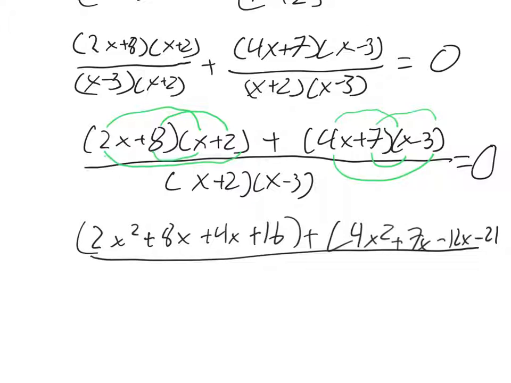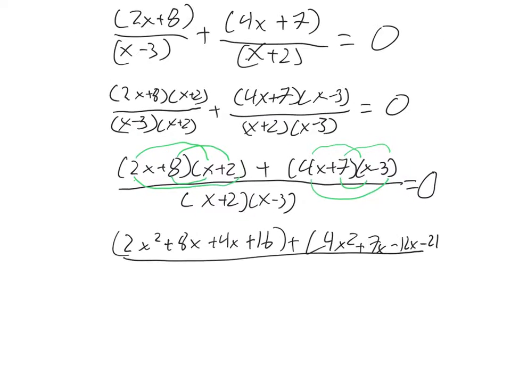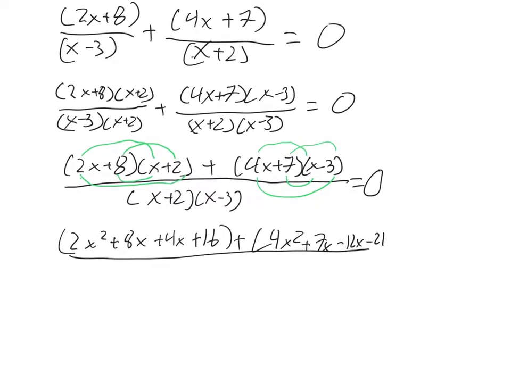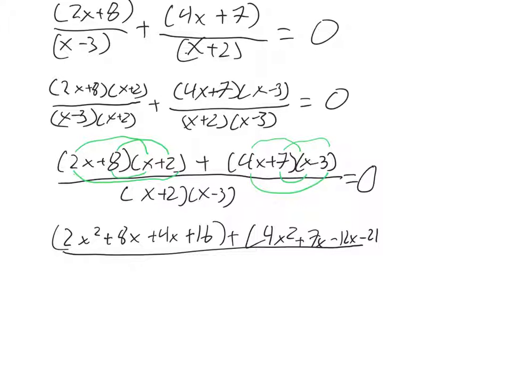Now I'm starting to run out of room here, so I'm just going to zoom out a little bit to give us some more space. And then let's see here. We want to set this whole thing still equal to 0, right? That hasn't changed, remember. And our denominator hasn't changed. It is still x plus 2 times x minus 3. Don't forget the end of that parentheses, right?